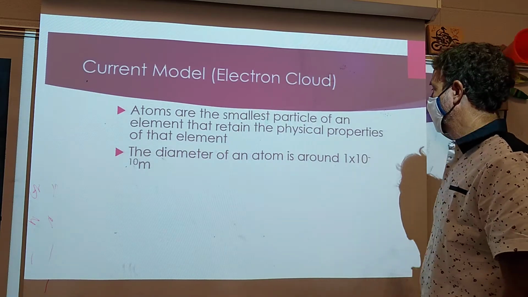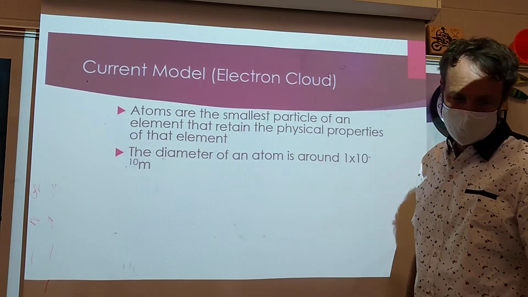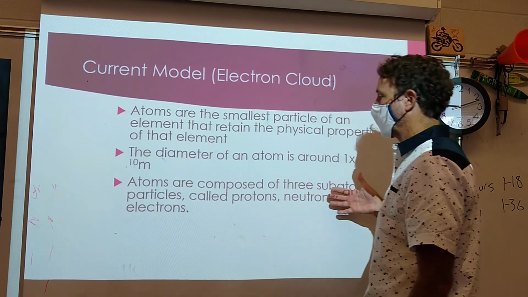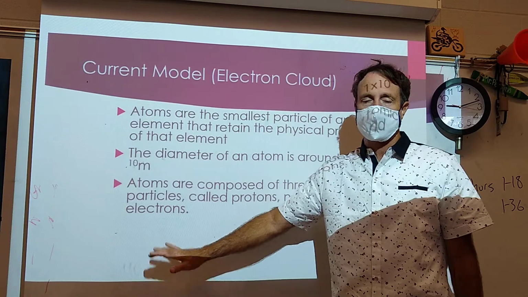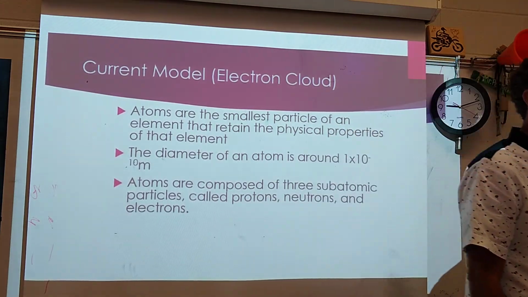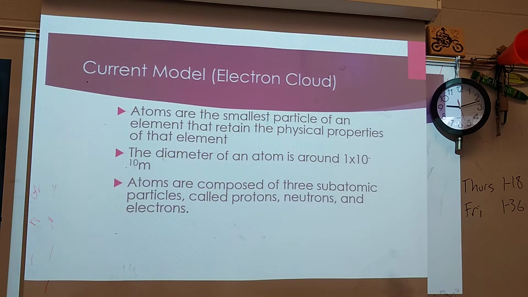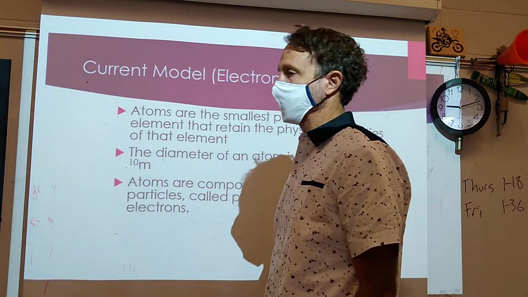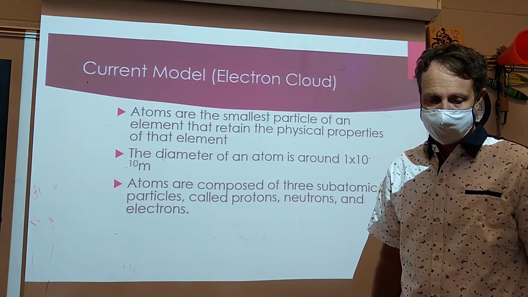The diameter of an atom is really small, 1 times 10 to the negative 10th meters. So that's really small. And atoms are composed of 3 subatomic particles: protons, neutrons, and electrons. And we'll talk about the value of each of those particles. What I mean by the value, I mean their charge and their mass, okay?